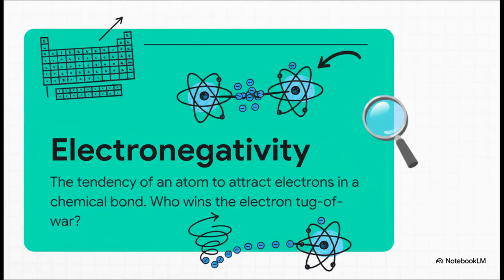Okay, our last big trend is electronegativity. Now, this is a little different from ionization energy. Ionization energy is about ripping an electron off a lonely, isolated atom. Electronegativity is all about an atom's ability to attract electrons from another atom when they're bonded together. It's really the measure of who wins the electron tug-of-war in a chemical bond.